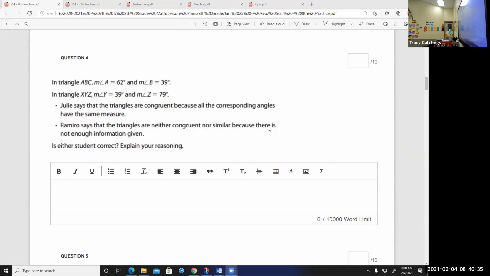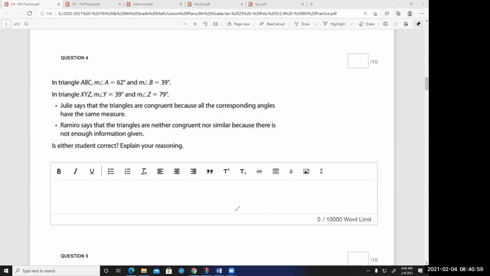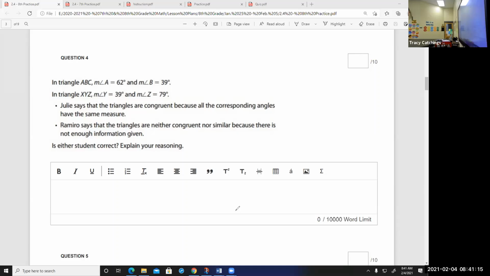All right, number 4, somebody read it to us. In triangle ABC, the measure of angle A is 62 degrees. The measure of angle B is 39 degrees. And in triangle XYZ, the measure of angle Y is 39 degrees. The measure of angle Z is 79 degrees. Stop right there, Brian. Just based on the information you gave us about these two triangles, what can we do before I move any further?